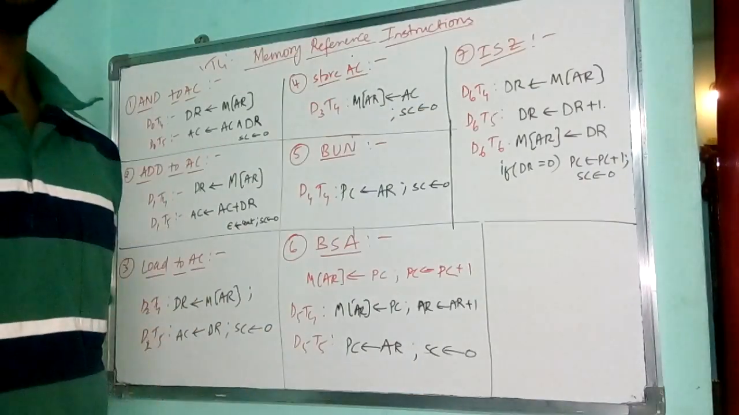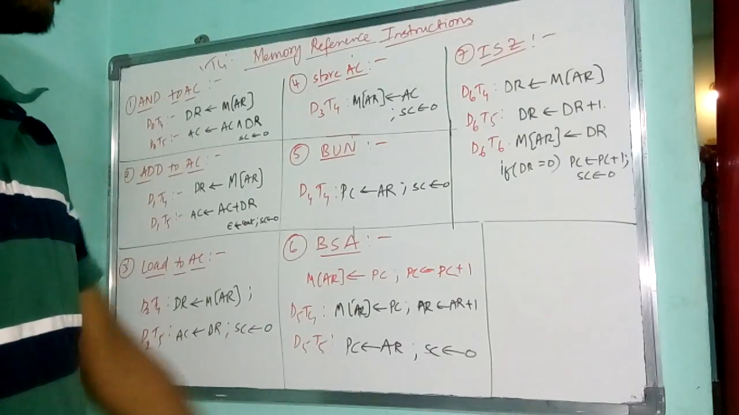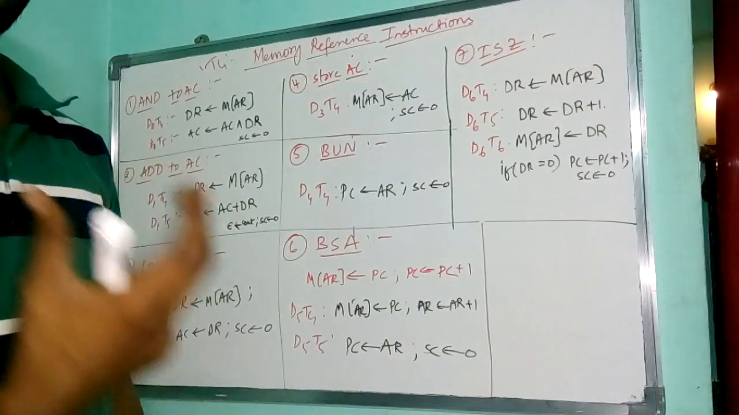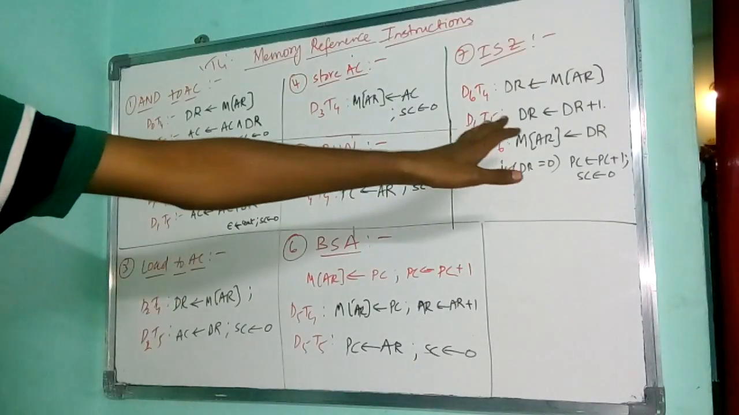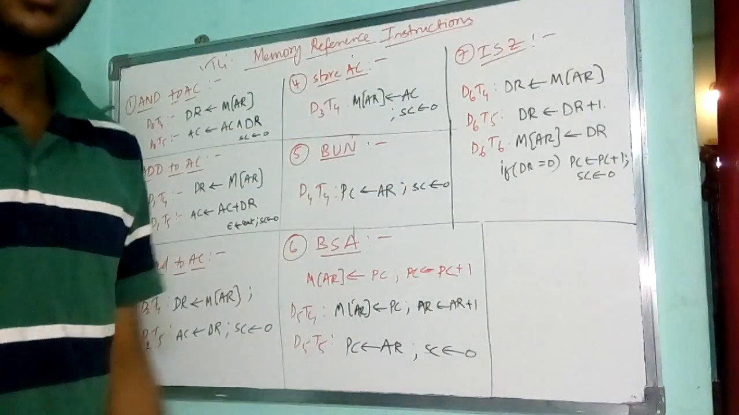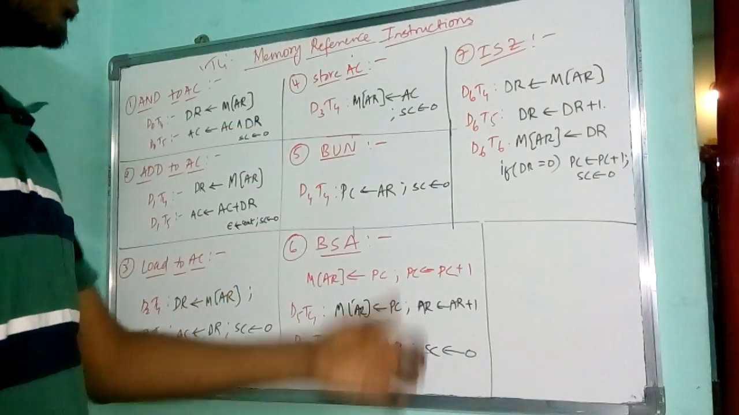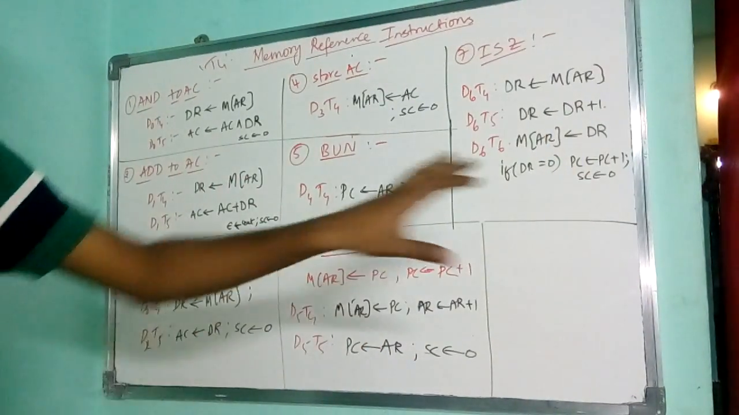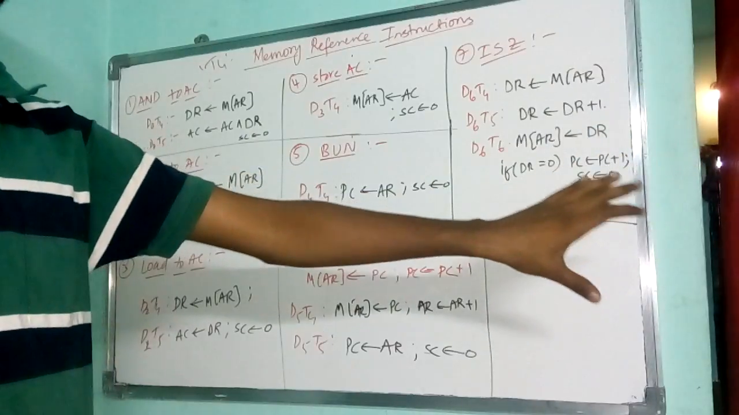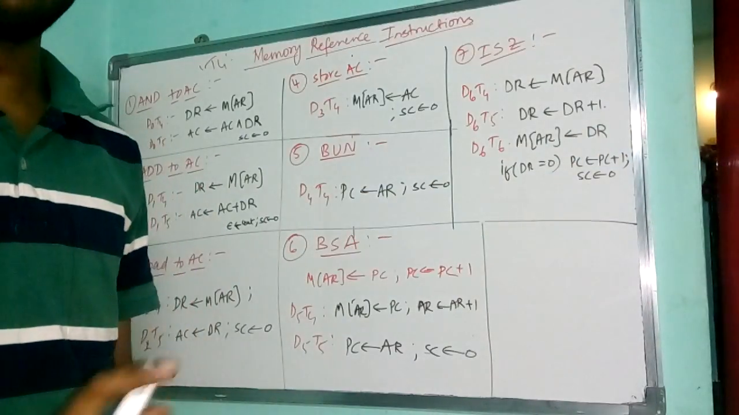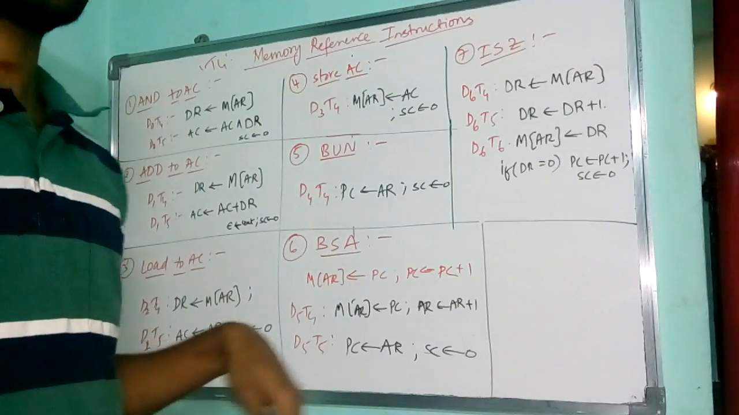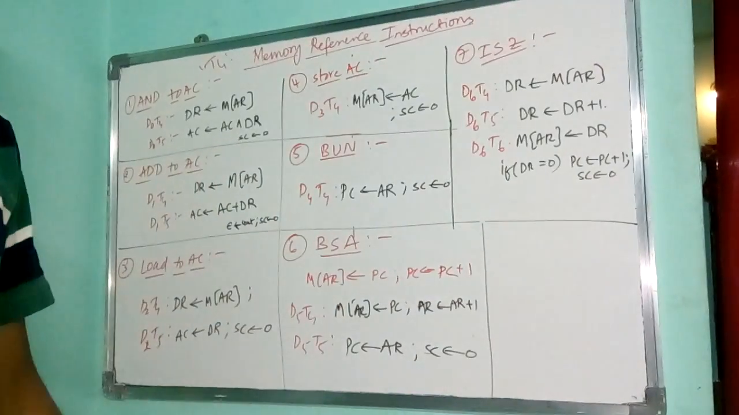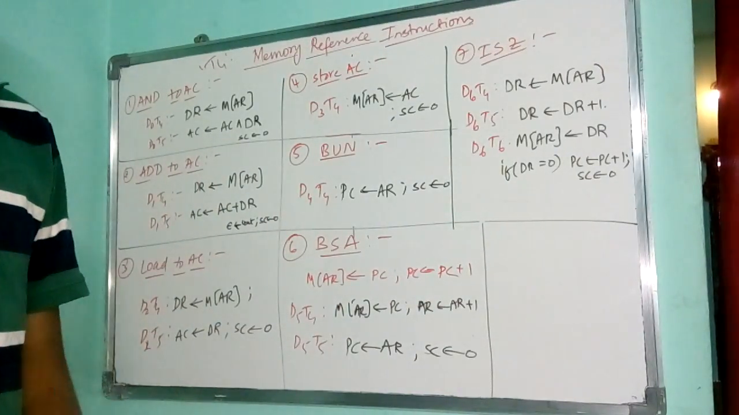Now increment and skip if 0. Here, the memory content addressed by the address register is loaded into the DR, and as it is an increment operation, we increment DR. The result of the operation is stored in memory again. If the result is 0, then I increment my program counter for the next instruction. If not, it is maintained as it is, and my sequence counter is set to 0 so that it again goes to the fetch instruction. Right.